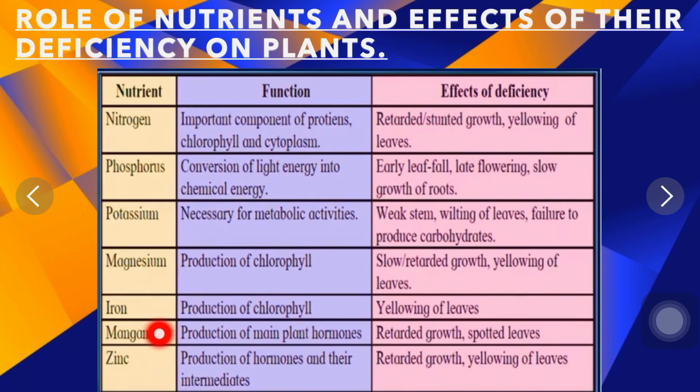The next nutrient is manganese. This nutrient is very important for the production of main plant hormones, and because of its deficiency, there may be retarded growth and spotted leaves. And the last nutrient is zinc. This is very important for the production of hormones and their intermediates. Because of its deficiency, the plant may suffer from retarded growth and yellowing of leaves.